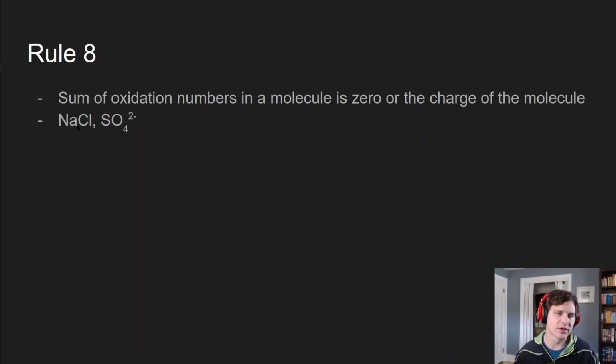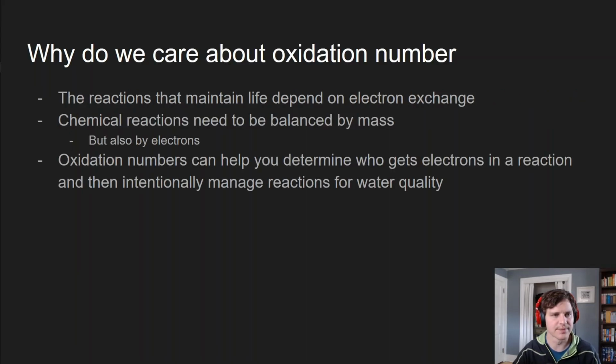So for sodium chloride, you have sodium, which is +1, and chloride, which is -1. That sums to 0, so the oxidation number of the whole molecule is 0. Whereas for sulfate, the oxidation number is -2. That's because if you do the math here, oxygen is -2. -2 times 4 is -8. The whole ion is -2, so we need to do 8 minus 2, and that equals 6. So sulfur here has an oxidation number of +6. If that makes sense, that's how you figure that out.